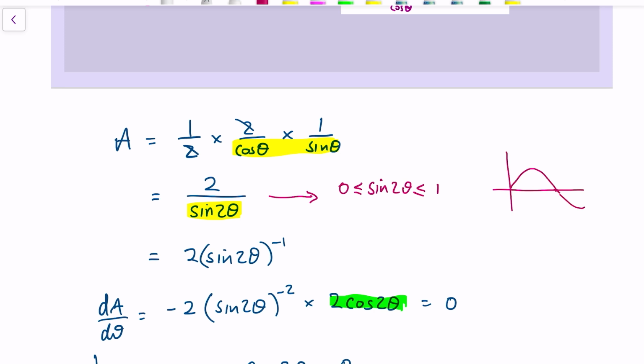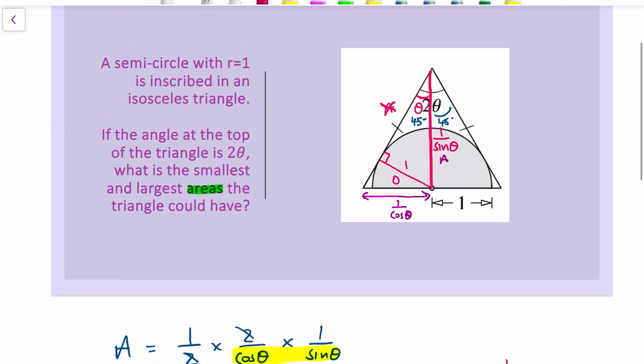And that tells us, if we think about what the sine graph looks like, if we want this to be positive, then we've got restrictions on the angle. 2 theta must be between 0 and 180 degrees, which means that our angle must be between 0 and 90. If we don't have theta between 0 and 90, then we're not going to get a triangle.